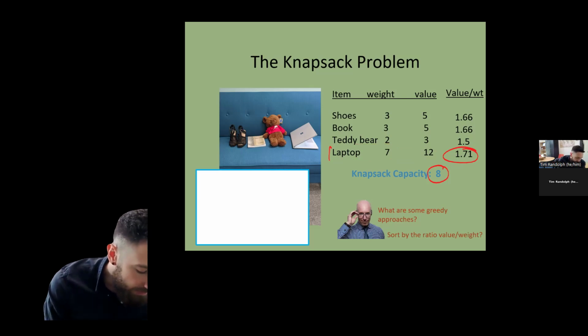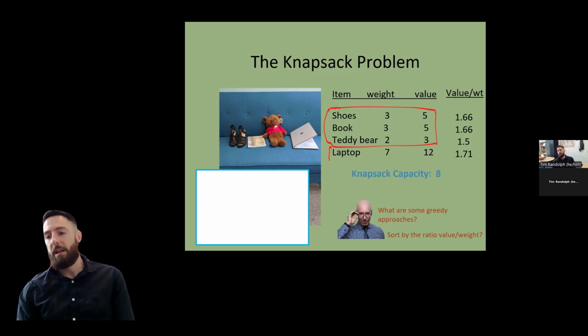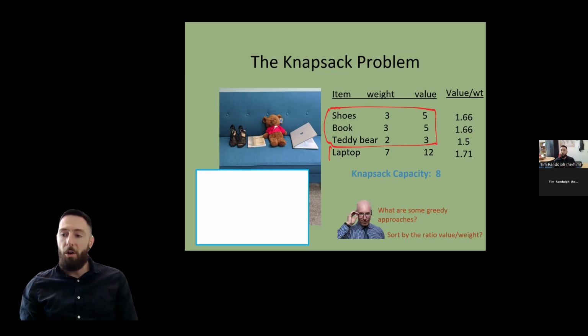But in this instance, that's actually not the best solution. If I take the 3 items with slightly less value per weight, the shoes, the book, and the teddy bear, I end up with a weight of 8. So I just barely fit in my knapsack and a total value of 13. I do a little better. All that to say, this greedy approach is not a bad idea, but it won't always give you the optimal solution, so we're going to have to go a little deeper.